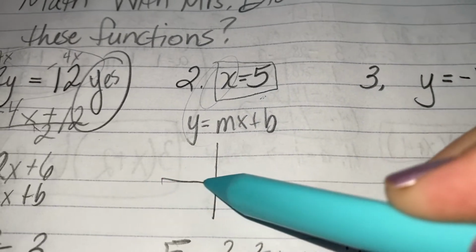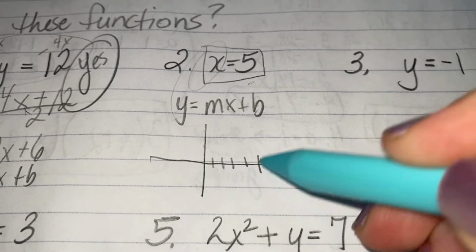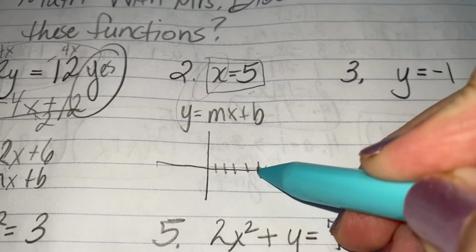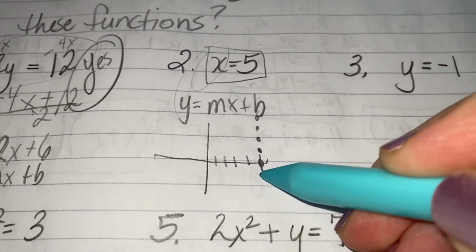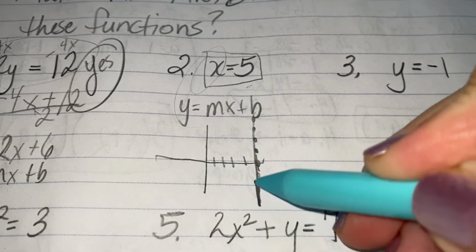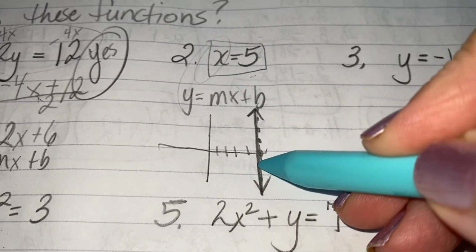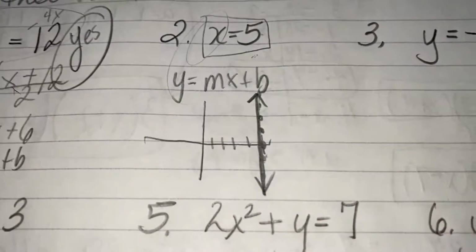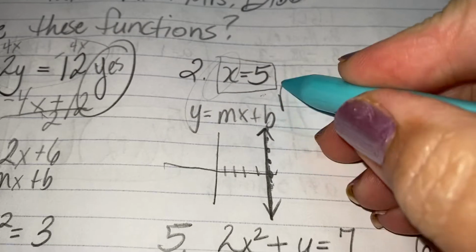I'll show you the graph really quickly. X equals 5. 1, 2, 3, 4, 5. This is where x equals 5. 5, 1; 5, 2; 5, 3; 5, 4; 5, negative 1; 5, negative 2; 5, negative 3. This is the equation of this line, and it is not a function because it fails the vertical line test. So this one is not a function.